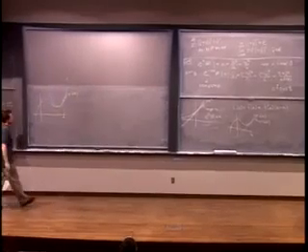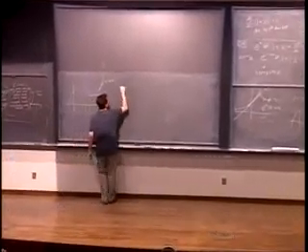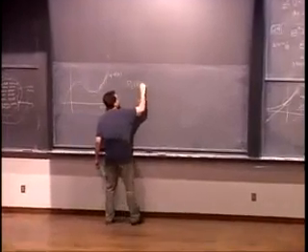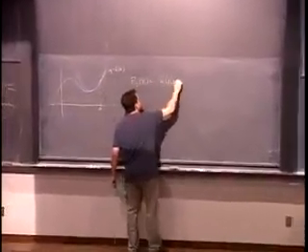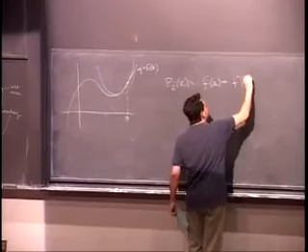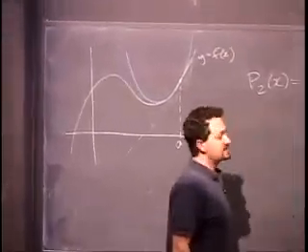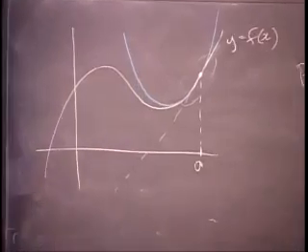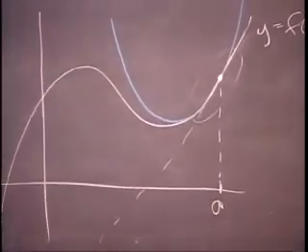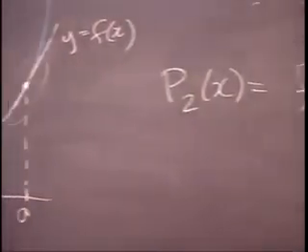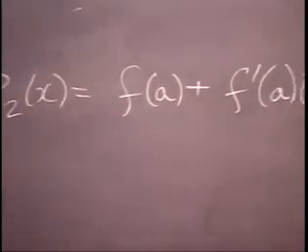So it turns out that the best quadratic is given by this formula. f of a plus f prime a times x minus a. Wait, that's just the linearization. There's another term, 1/2 the second derivative, times x minus a squared.